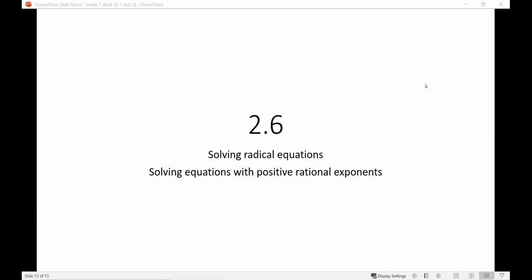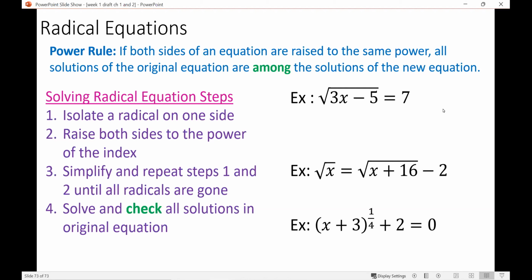All right, in this video, we're going to do section 2.6, which is solving radical equations and solving equations with positive rational exponents, which, as you remember, rational exponents and radicals can really be translated into the same thing. This is a nice, simple section. We just really have these three examples.